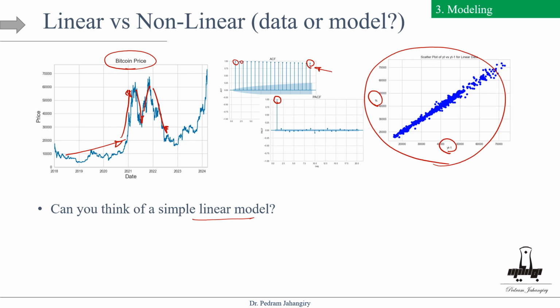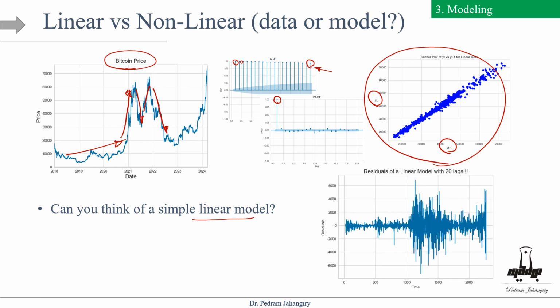But regardless, we're going to say, you know what? Let's go ahead and use a simple linear model with 20 lags. Why not, right? And if I use that simple model with 20 lags and plot the residuals, this is how the residual is going to look, right? So again, this is a very simple model with 20 lags. yt is equal to a constant plus beta 1 yt minus 1, plus beta 2 yt minus 2, and so on, all the way to beta 20 yt minus 20. If we do that and plot the residuals, this is how the residual is going to look, right?